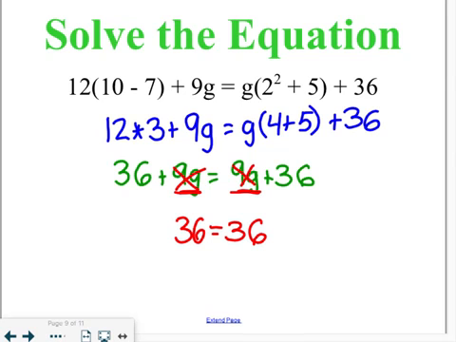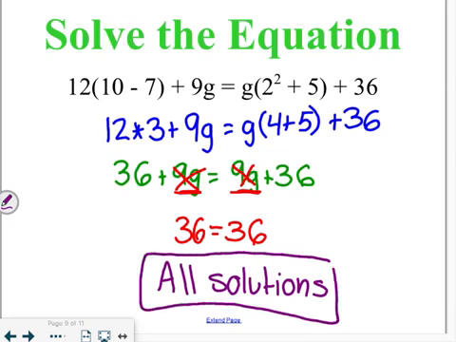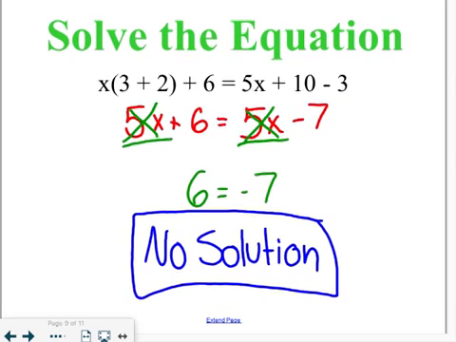This is a true statement, so it gives us the opposite case of what we just had, and we're going to call this all solutions. What this tells us is no matter what number you plug back into your original equation, it will always turn out being equal.